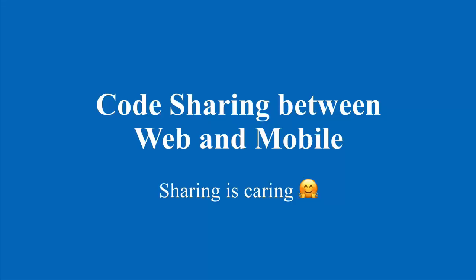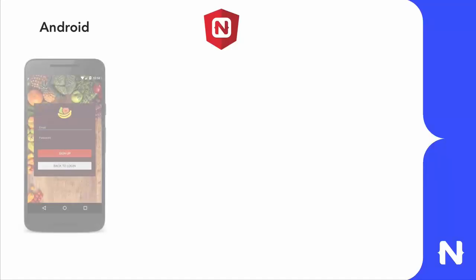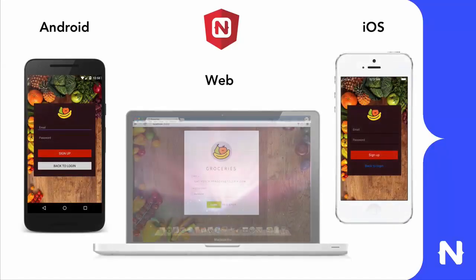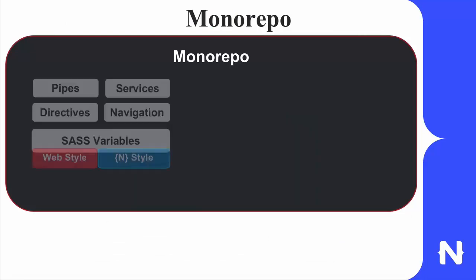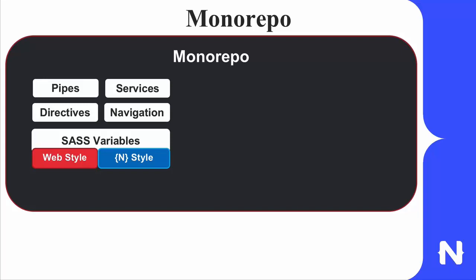So let's start with code sharing between web and mobile. The whole idea is that we want to be able to share as much of the code as possible between Android, iOS, and web. And one of the ways of doing that is we could use a monorepo type of project where we could have all the elements that are shareable, like pipes and services. You could even create a theme using Sass variables, but then have 2 separate CSS files, one for web styling and then one for NativeScript styling.